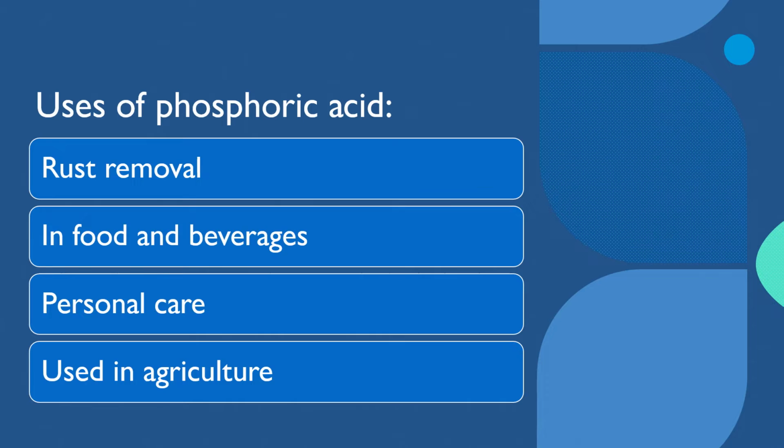Phosphoric acid is commonly used in the removal of rust from metals like iron and steel. Usually when phosphoric acid is applied, it reacts with the rust and converts the reddish-brown iron, typically ferric oxide, to a black-colored compound known as ferric phosphate.